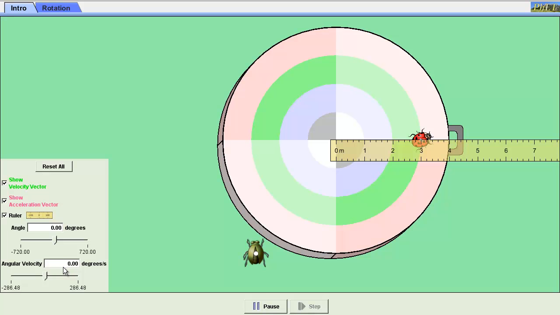120 degrees per second? So the big point of this experiment, we're comparing radius and centripetal acceleration. And what we're doing is we're actually changing the angular velocity in order to hold velocity constant as the radius changes.